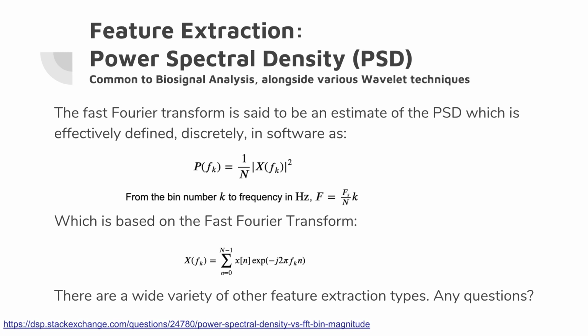So, again, the fast Fourier transform, we talked a little bit about what it was, and it's worthwhile to mention that a lot of times when people talk about the power spectral density, they describe it as an approximation, or rather, the fast Fourier transform is described as an approximation of the PSD, as it is effectively defined discretely in software as the function that you can see here. So this is similarly based upon the fast Fourier transform, and there are a wide variety of other feature extraction types. Now, I don't know that there have been any questions coming up, so I'm just going to proceed.